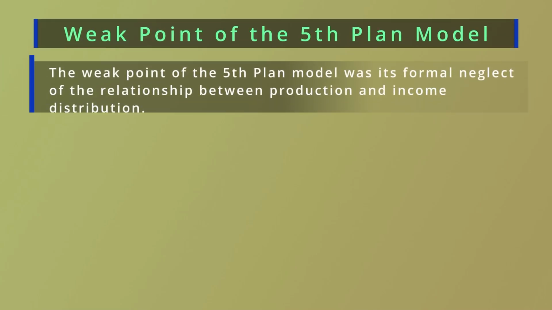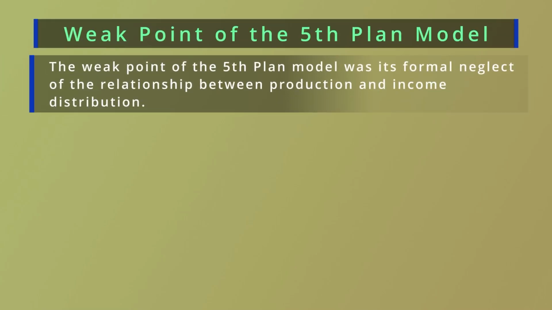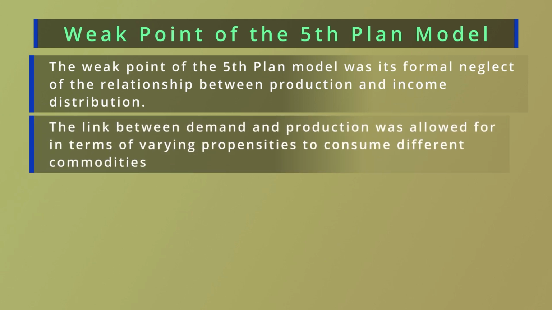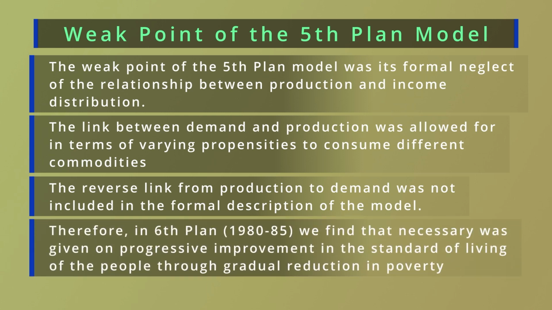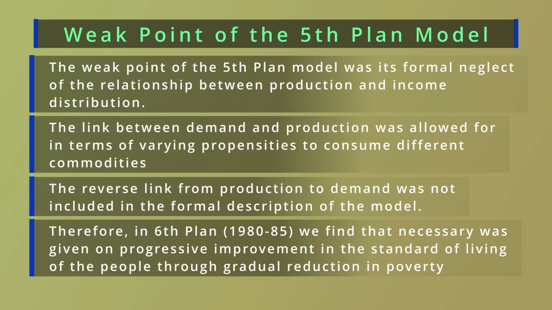Now, there was some weakness in that fifth five-year plan model, because that model could not create a proper link between demand and production. In demand there was the marginal propensity to consume, and that was linked with production, but there was no reverse link from production to demand. That means if you can increase production, you cannot ensure proper consumption. And in the sixth plan model, we find that lacuna was fulfilled by taking into account some specific programs for creation of rural employment or reducing rural poverty.